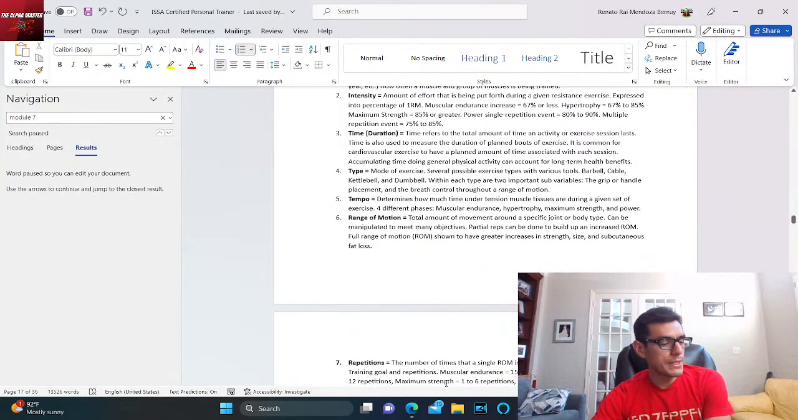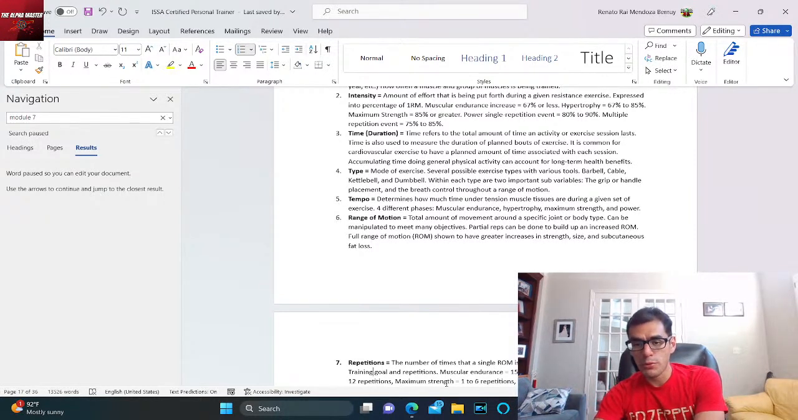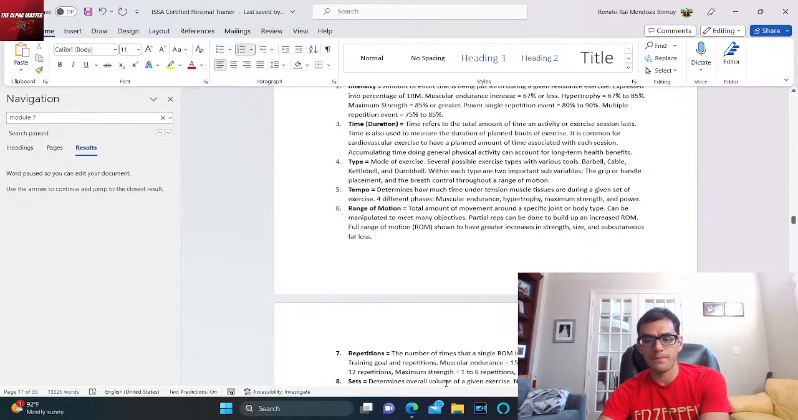Now, the training goal and repetitions. For muscular endurance, you have 15 or more repetitions. For hypertrophy, you have 6 to 12 repetitions. For maximum strength, you have 1 to 6 repetitions. And for power, you have 1 to 5 repetitions. Notice how it goes lower.